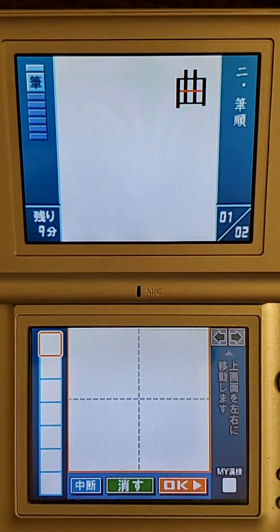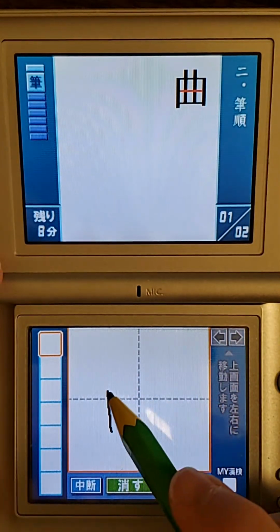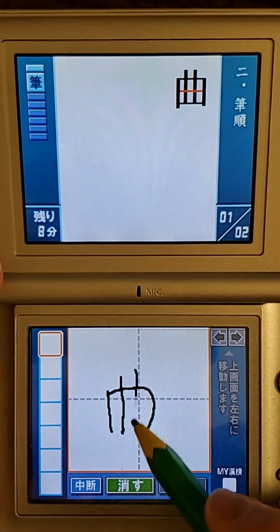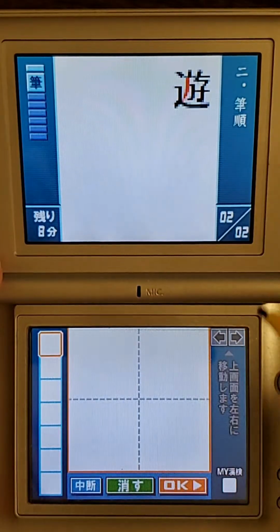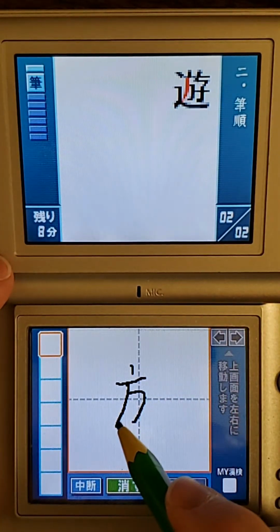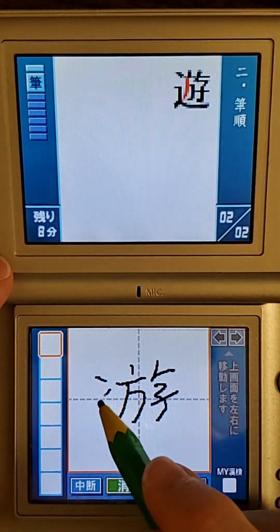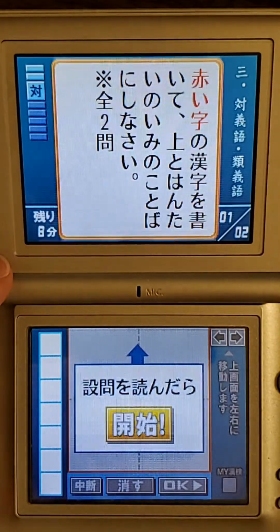So this one I got to write the stroke order. So you can see that red line right there. Which order does that come in? So ichi, ni, san, shi, go. So it's go, 5. This one is ichi, ni, san, shi. So it's 4. I just got to finish writing it because I want to.